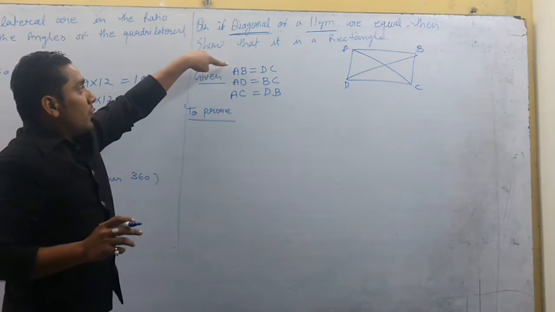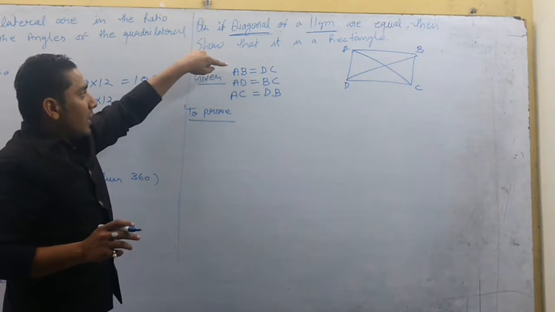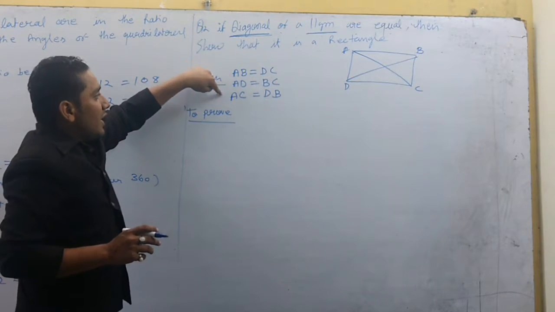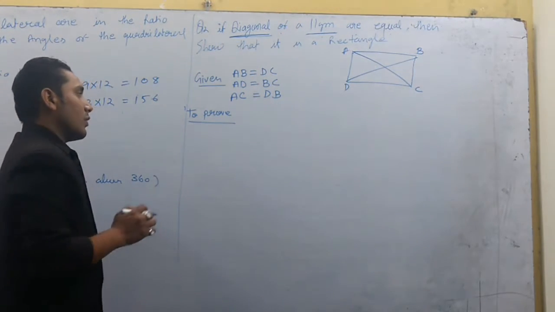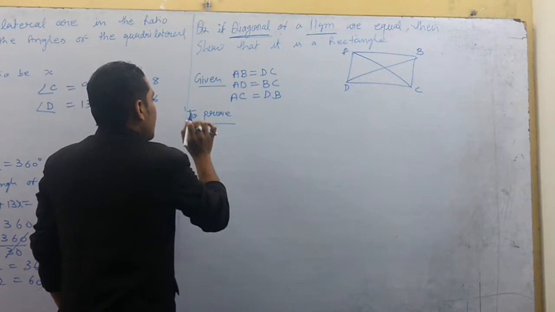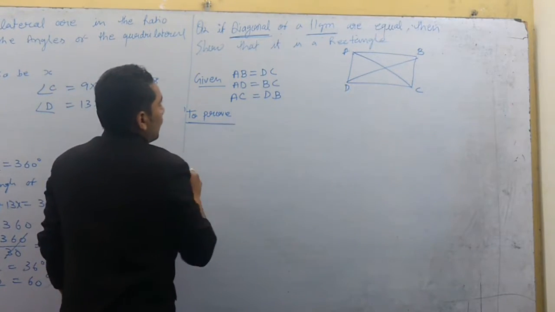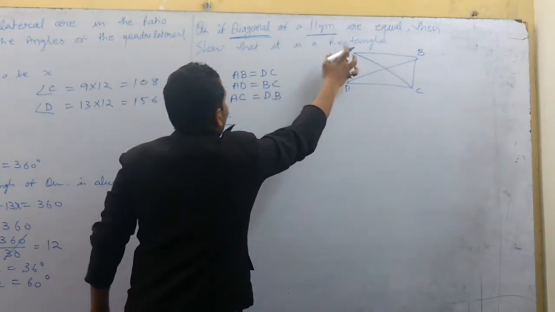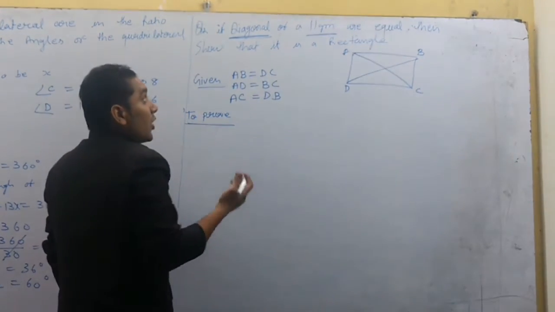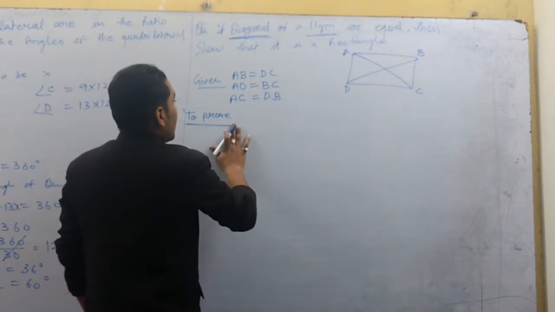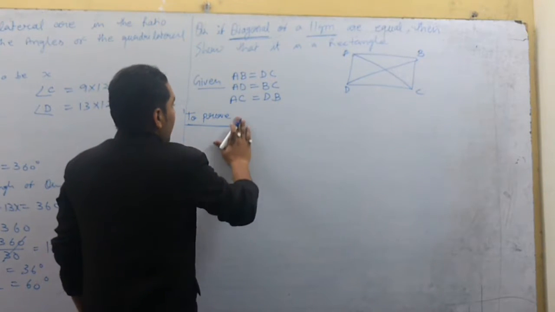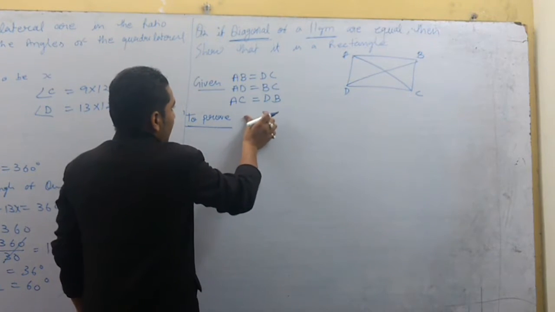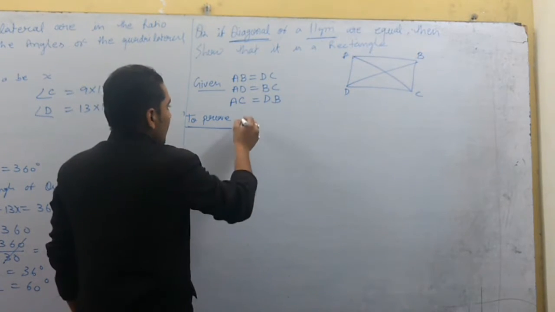Given, we wrote: AB is equal to DC, AD is equal to BC, and AC is equal to DB. Then we write to prove. What do we have to prove? That it is a rectangle. Then what is a rectangle?